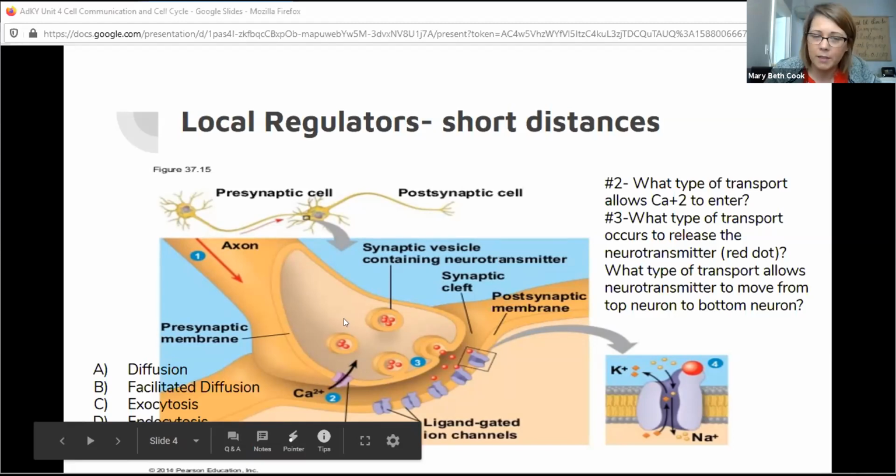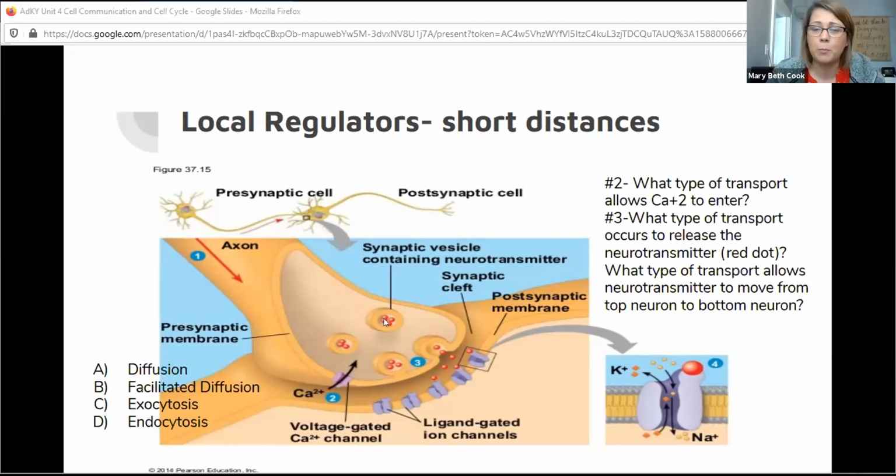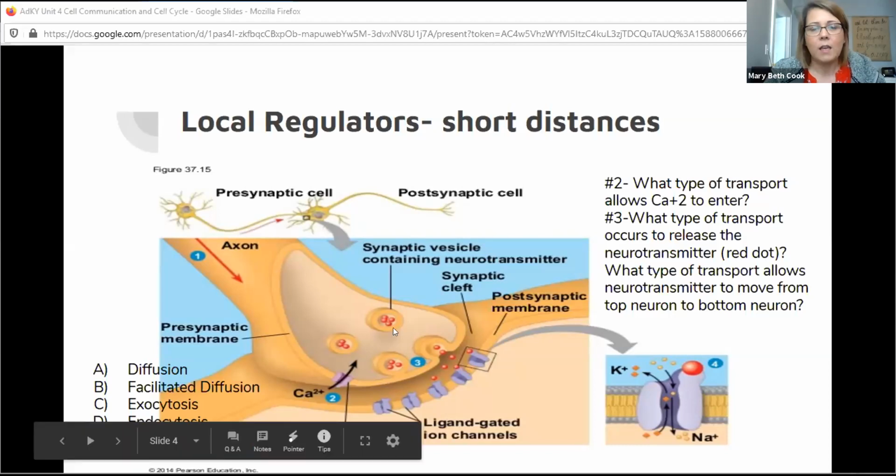When calcium ions enter, that's going to trigger the next step. That's going to be a signal for these synaptic vesicles. These are membrane-bound little circles, and they contain a signal molecule called a neurotransmitter. When calcium enters, that's going to tell that vesicle to start moving towards the end of the cell. You can see the membrane of the vesicle fuses with the membrane of the cell so that it can actually release that neurotransmitter, that little red dot.